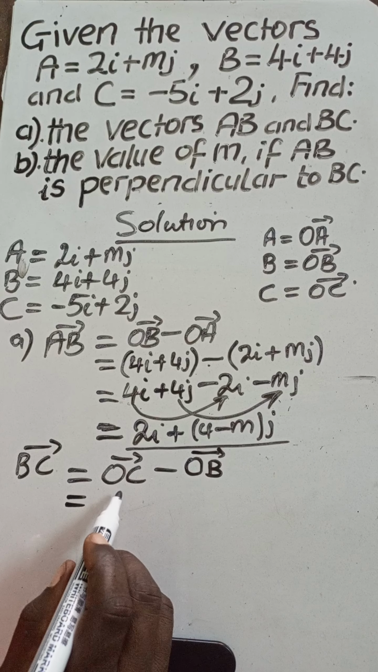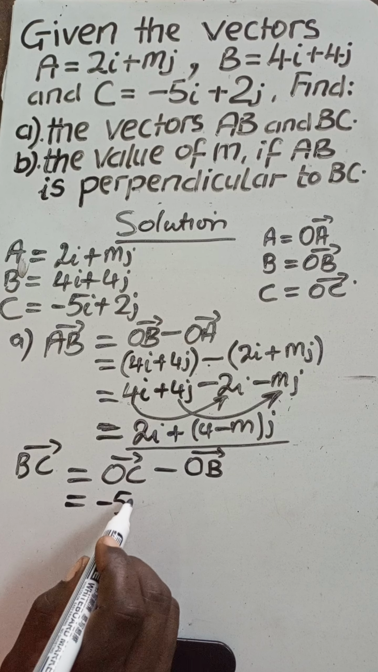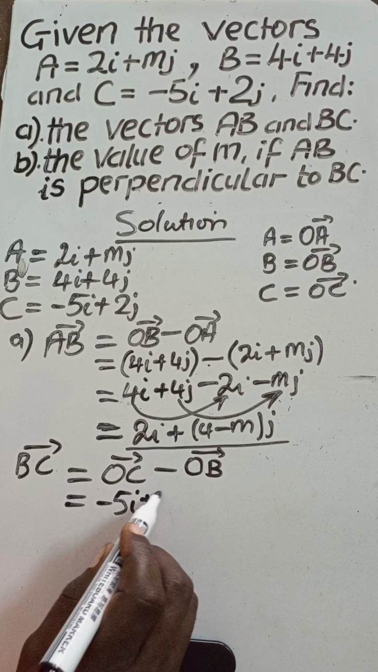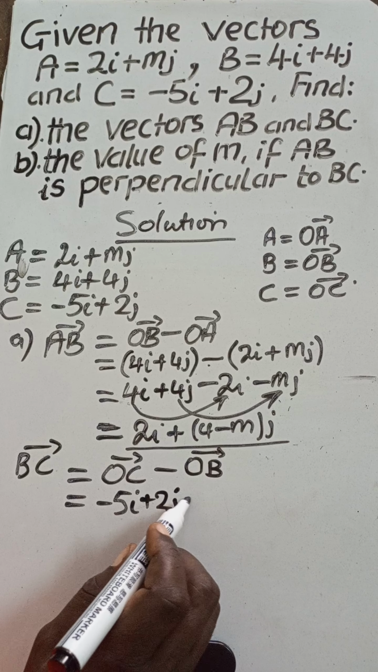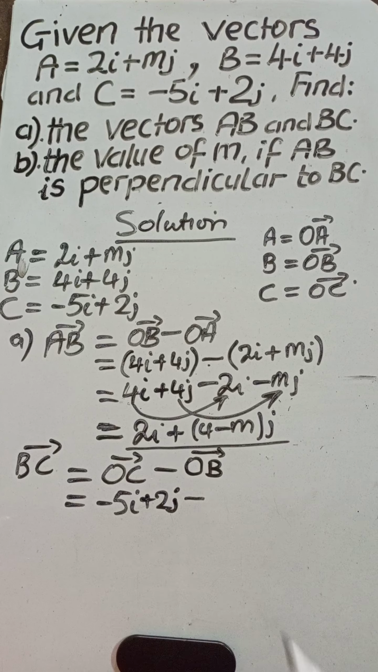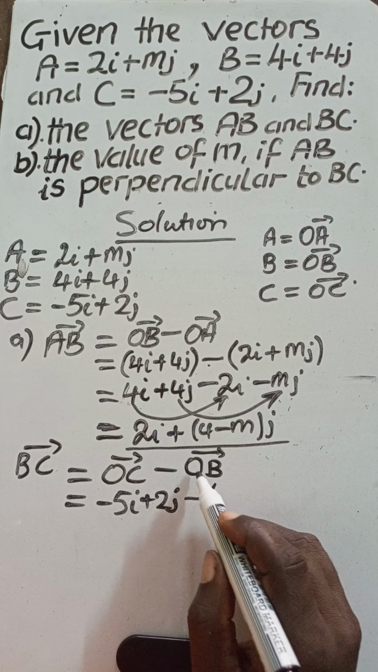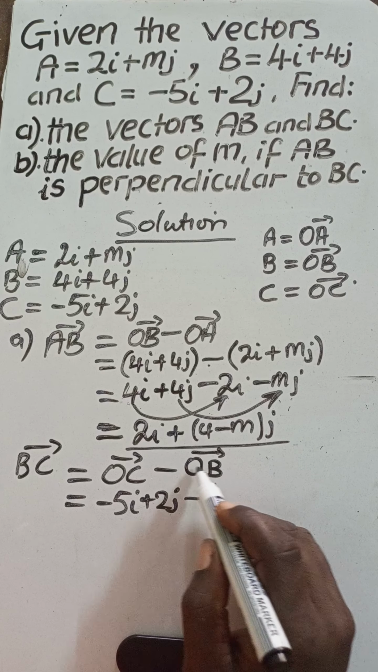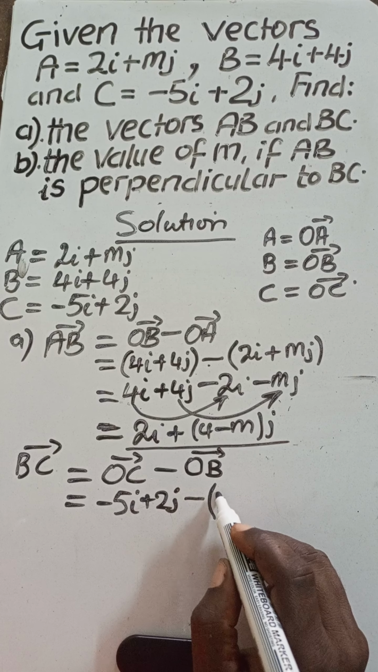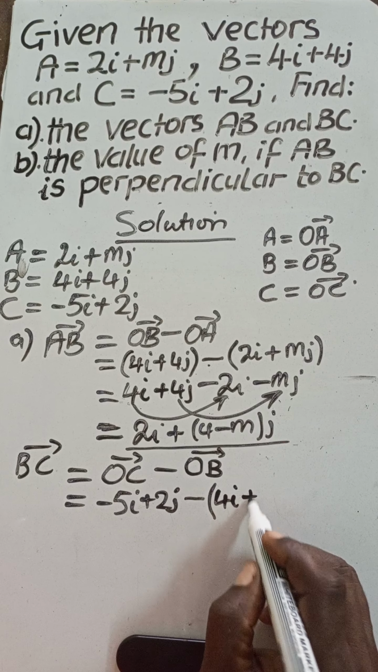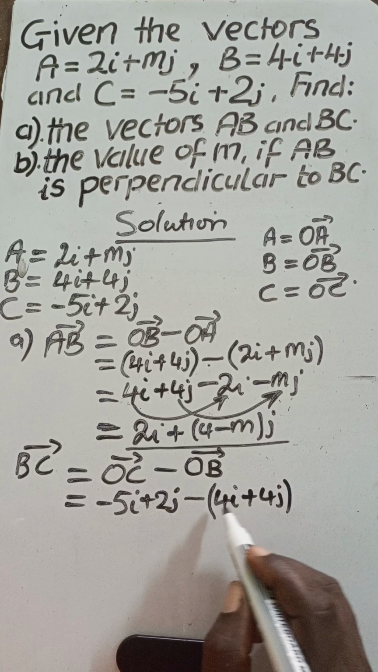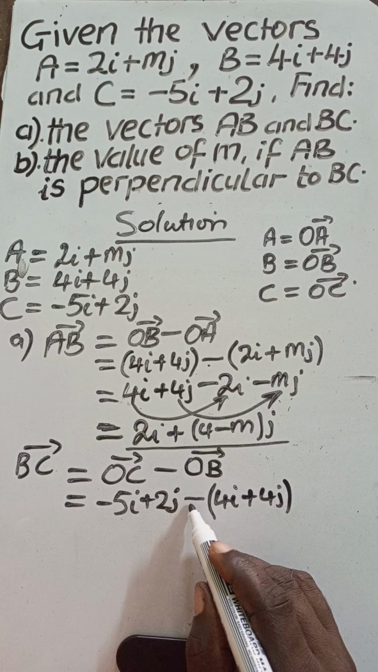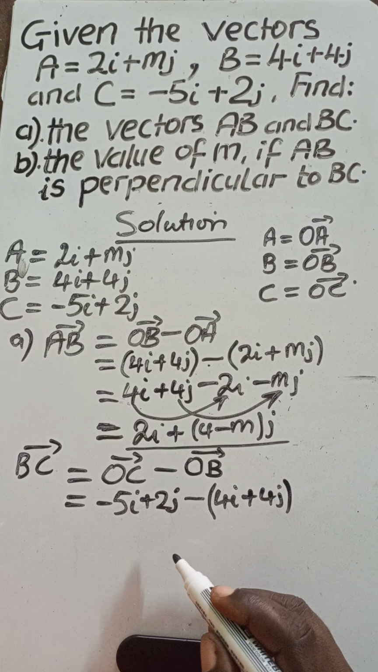Now let's put in the vectors. OC is negative 5i plus 2j minus. Here we must use parentheses to involve all the members of OB. The members of OB are 4i plus 4j. We must include all the members. This minus must affect all the members of OB.